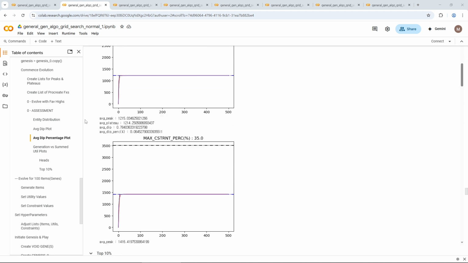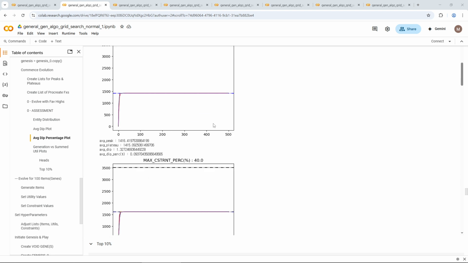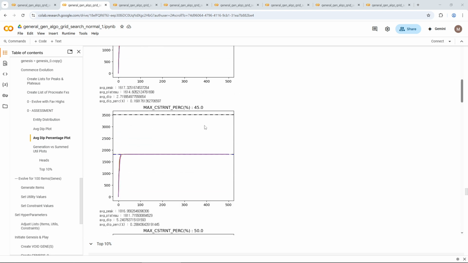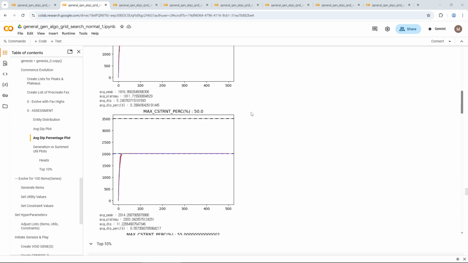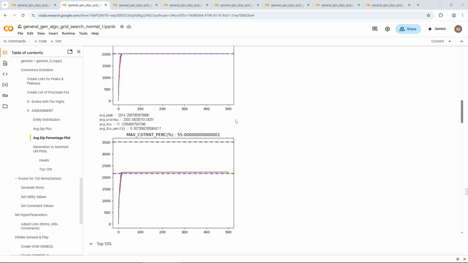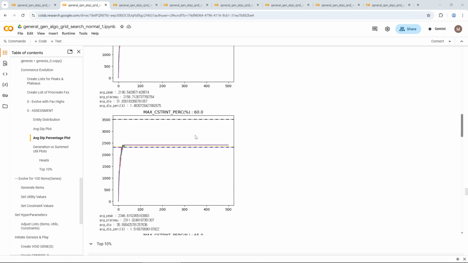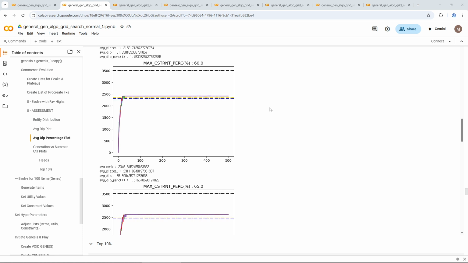At 30%, same and boring. At 35%, same and boring. 40%, same and boring. 45%, same and boring. 50%, slightly more progress, but still the same. 55%, I don't know where that one comes from, but again, same. At 60%, about the same.